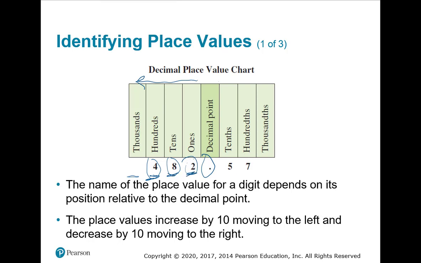And then to the right of the decimal point, we have our smaller place values: our tenths, our hundredths, our thousandths. So this would be 482 and 57 hundredths. The name of the place value for a digit depends on its position relative to the decimal point. The place values increase by 10 moving to the left and decrease by 10 moving to the right.